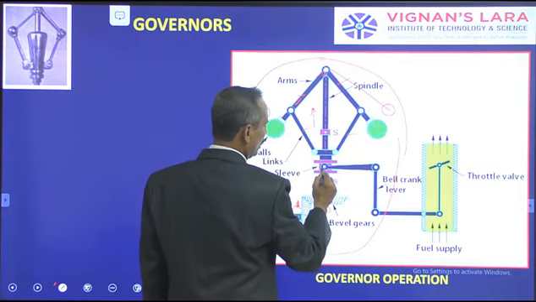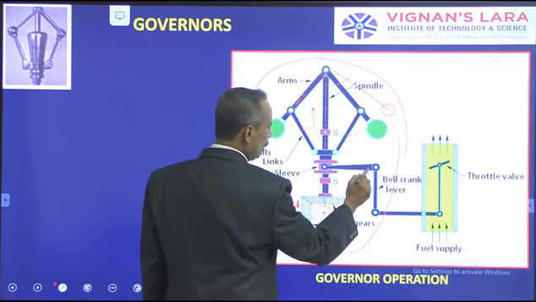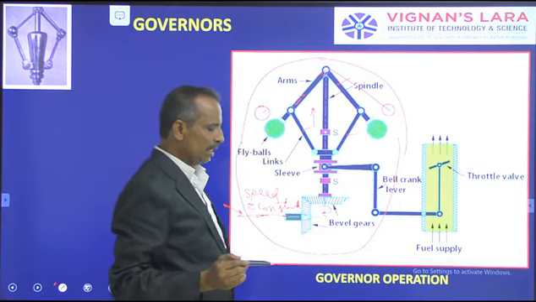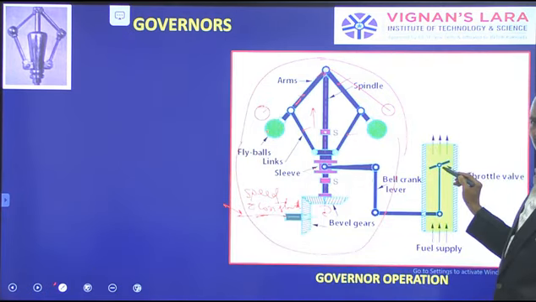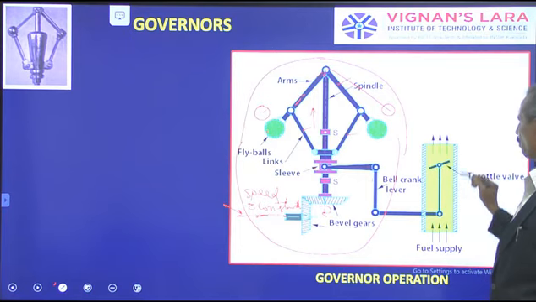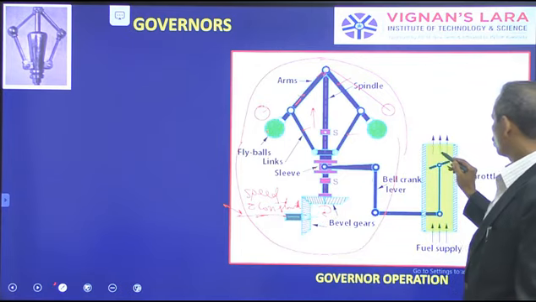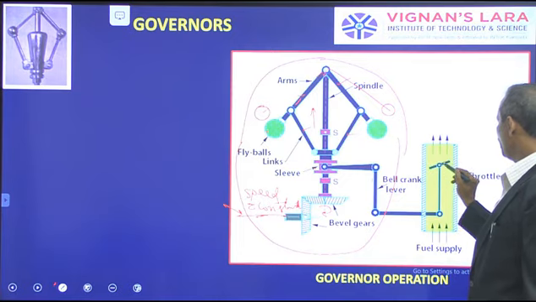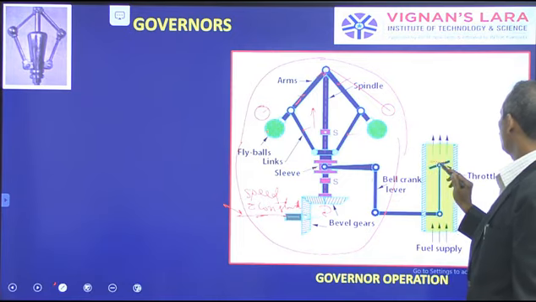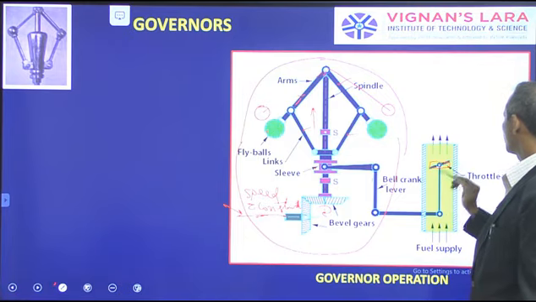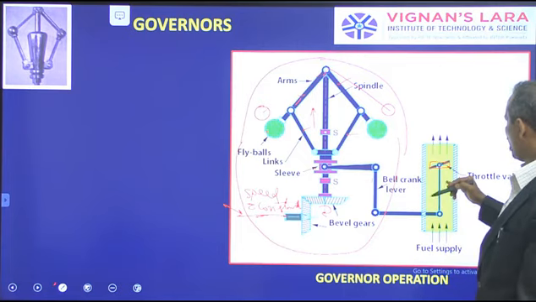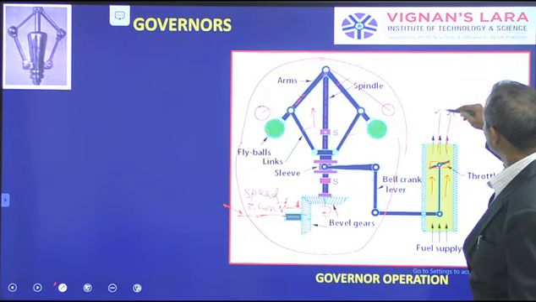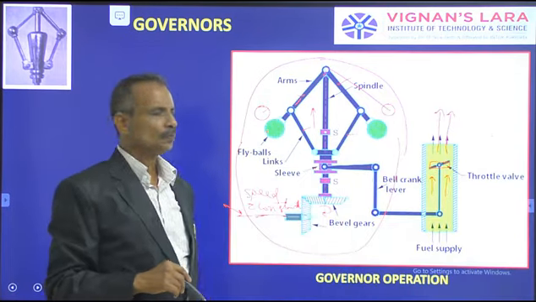Then what does it cause? When it lifts, the bell crank lever, this is the lever called the bell crank lever, will operate a device called the throttle. This throttle is connected to the fuel supply to the corresponding engine. This throttle is nothing but the fuel supply given to this engine. So here this throttle will be closed like this. When this throttle closes, the amount of fuel that enters into the engine to give the power will be reduced, isn't it?